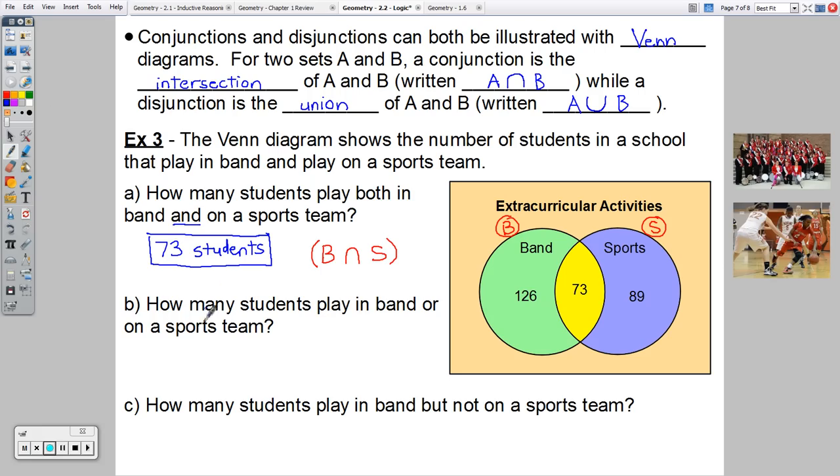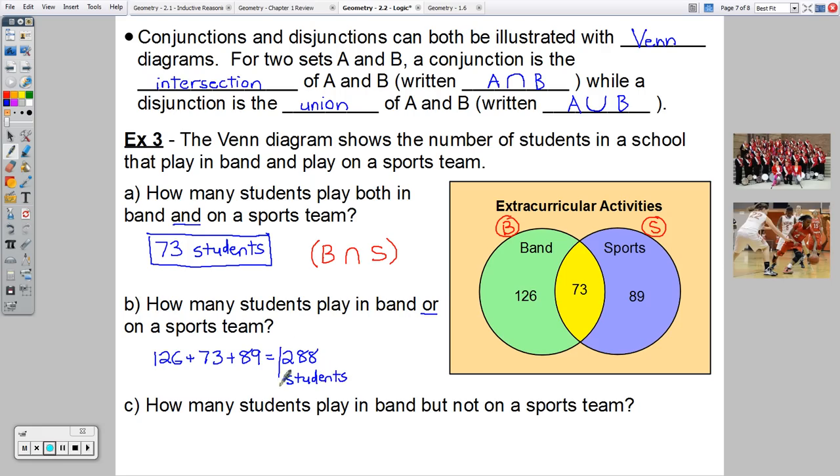For part B, how many students play in band or on a sports team? So here's the difference. This or this, that would be any student in either one of these circles. You could have anybody from this green section or the yellow section or the bluish purplish section. So we have 126 plus 73 plus 89. And that's going to be 288 students.